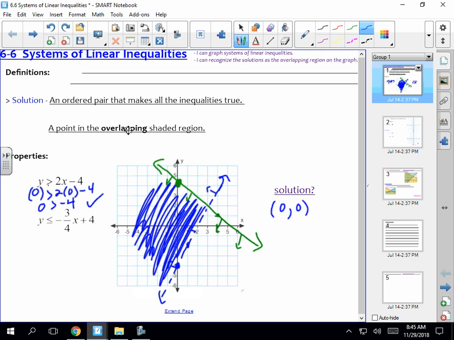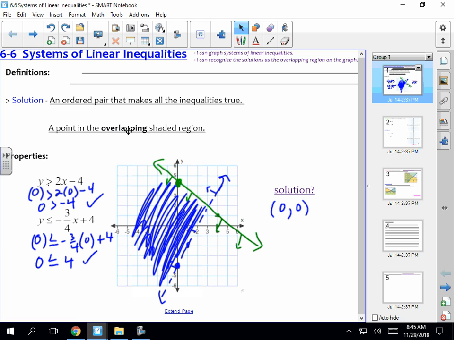2 times 0 is 0, minus 4 is negative 4. And then if I plug in 0 here, I've got 0 is less than or equal to 4, and that's also true. So looks like I shaded in the right direction. 0, 0 is one of a few solutions. Actually, one of infinitely many, right? So there's infinitely many. So that's what you're going to be asked to do on that skill tomorrow.